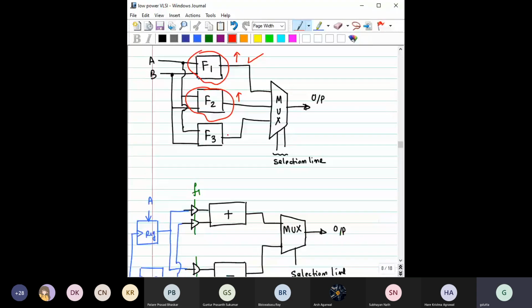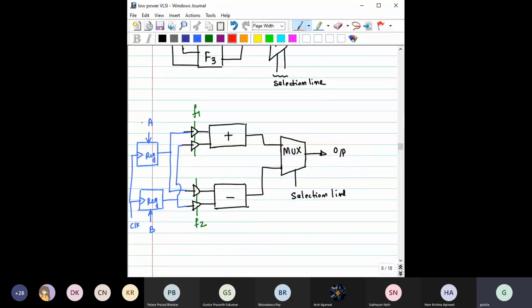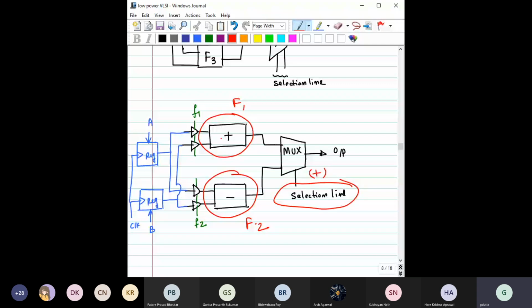So you could see the next one. See here. These are the registers through which the numbers A and B are fed. This is the block F1. This is the other block, which is F2, right? And after that, these two outputs are connected to a multiplexer, right? And you have a selection line with the output. By using this selection line, suppose you are choosing addition, then you are only choosing this, right? And at the same time you will make F1 transparent, and A and B are only applied across this block, not across this block, right? So that way you can save some energy.